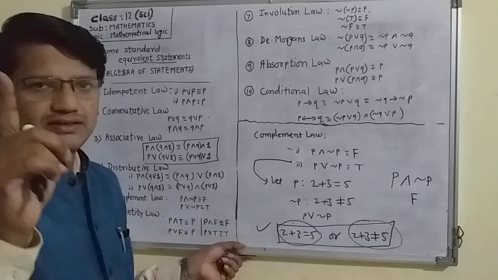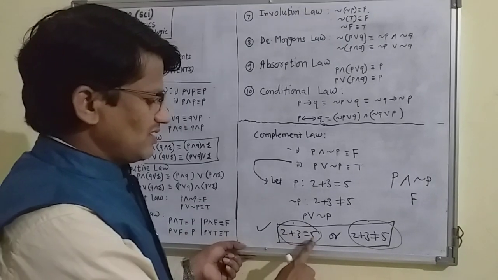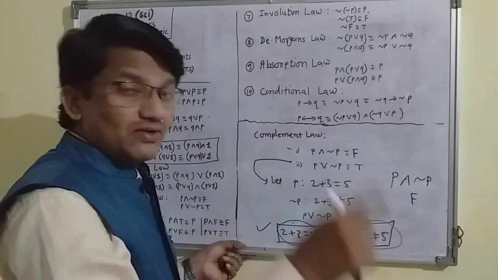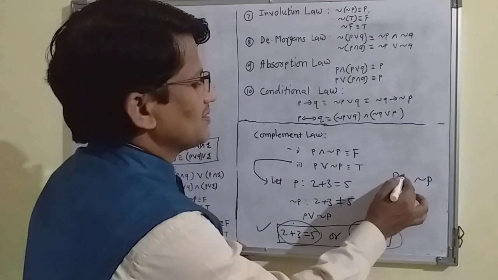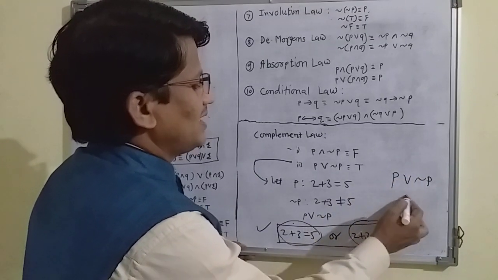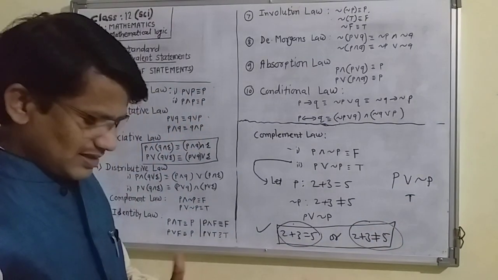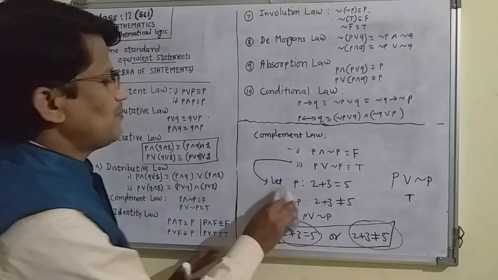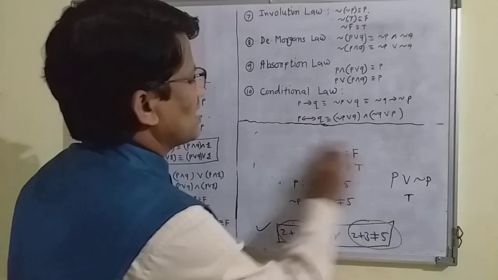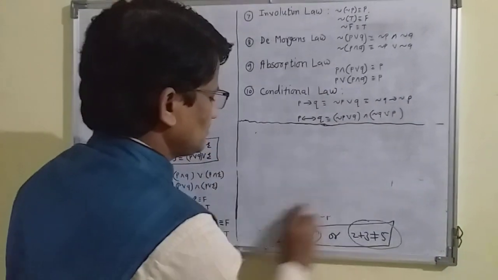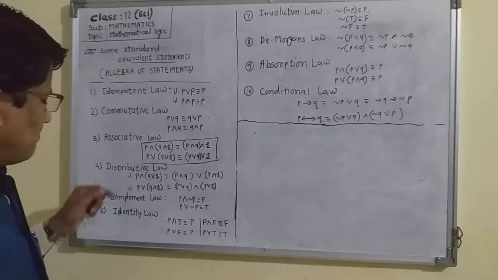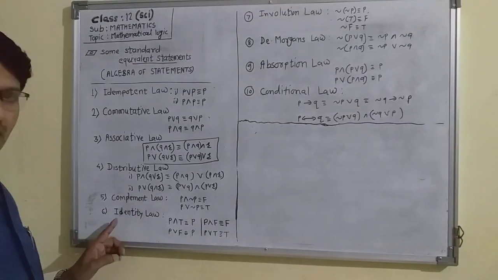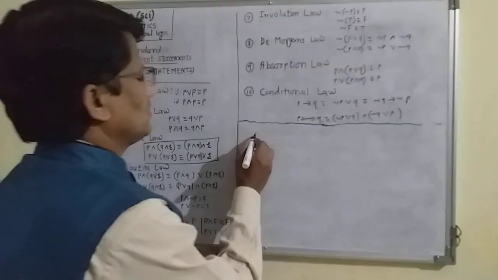What is the truth value of 2 plus 3 equal to 5 or 2 plus 3 not equal to 5? According to this rule, here is an or. The result is T. Thus, we have given the proof of the complement law. After completion of this proof, let us now see the identity law.